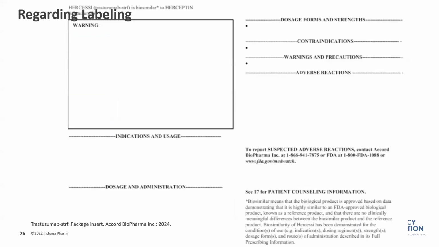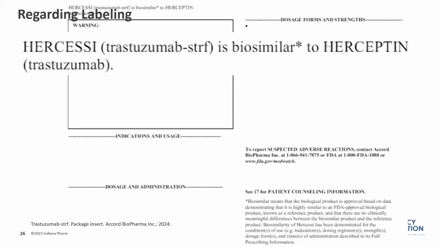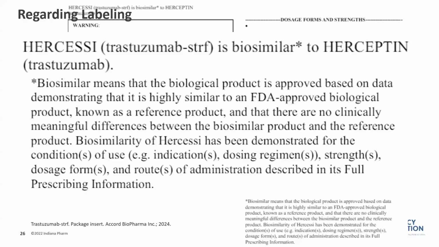So here's an example of a label. You will encounter biosimilars due to that four-letter suffix. And with the labeling, you'll see the asterisk and note in the package insert. I chose trastuzumab, as it's relatively common. Note here that they say that there's no clinically meaningful difference between the biosimilar product and the reference product. And we'll see that again in the Purple Book.